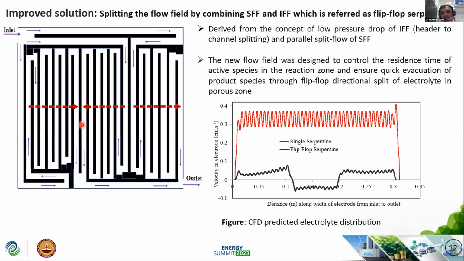What we have come up with is that we have combined the serpentine and interdigitated, where we have the continuous U-shape kind of serpentine and the splitting of electrolyte from header to channels. When we combine this, we get a flip-flop serpentine where, without any physical barrier in the electrode, there are directional changes happening for the electrolyte. In this way, we are able to have a low residence time for the reactant, and a quick evacuation of the product species from the electrode, giving space for fresh reactant. So this way we got the understanding and designed this flip-flop. We patented it and we got the patent on it.